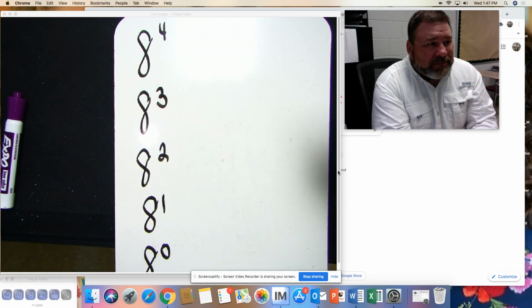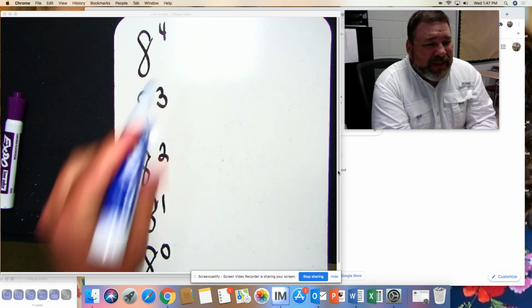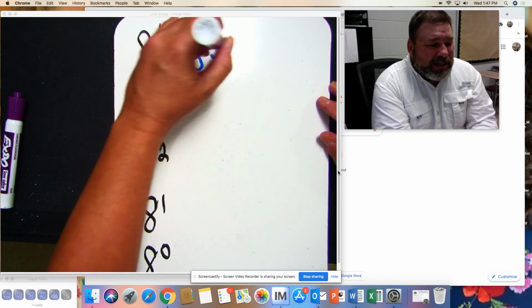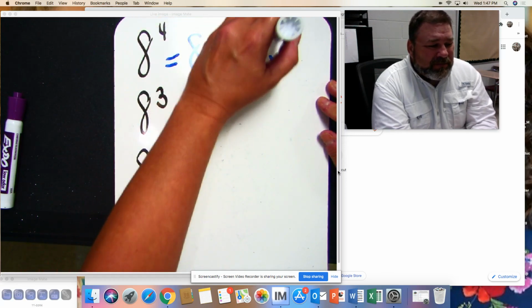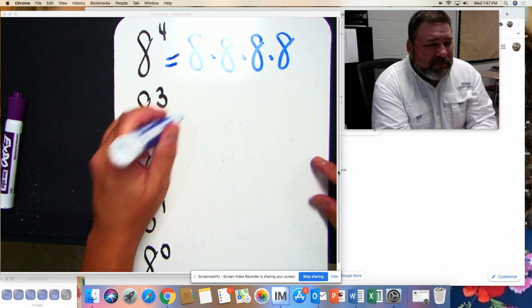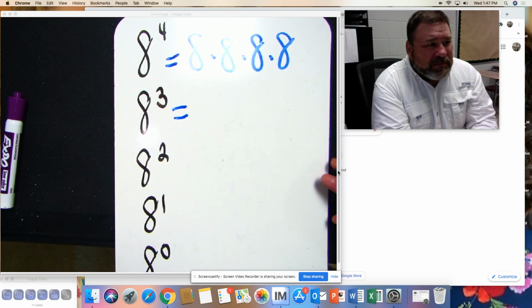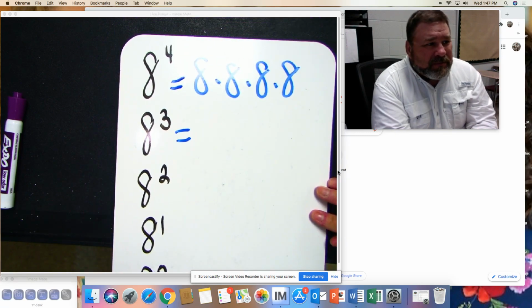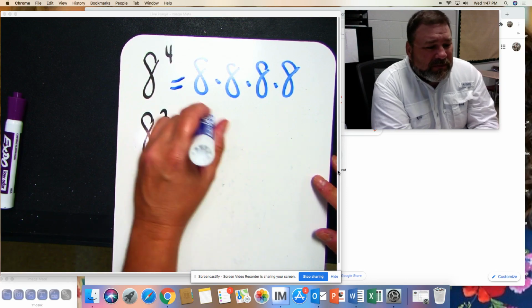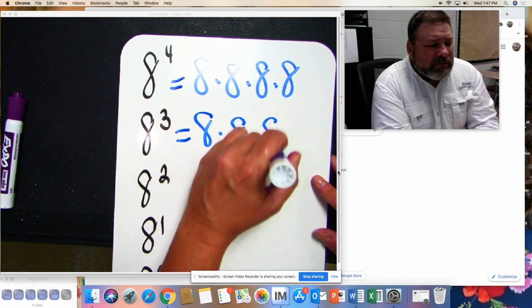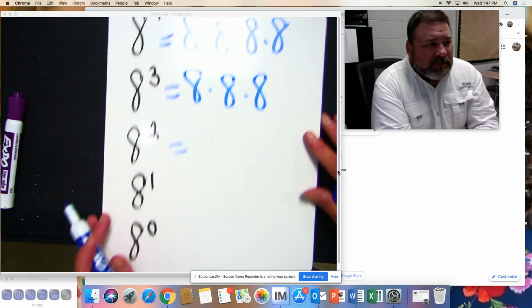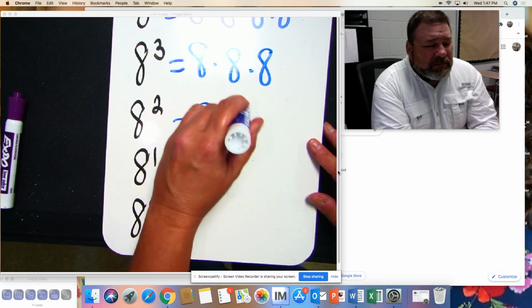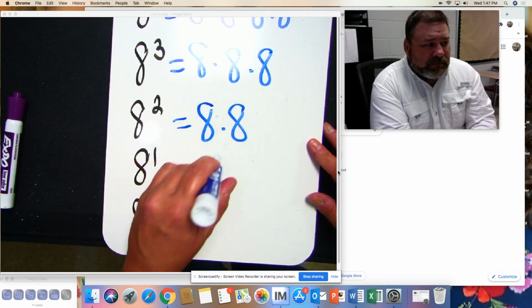So 8 to the 4th is written as how? 8 times 8 times 8 times 8. Now, I don't have a calculator, so I'm going to leave it like that. 8 to the 3rd is 8 3 times. 8 multiplied by itself 3 times. 8 squared is 8 times 8. 8 to the 1 is 8.